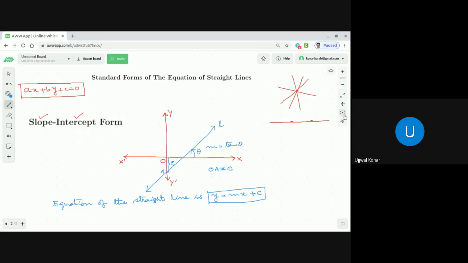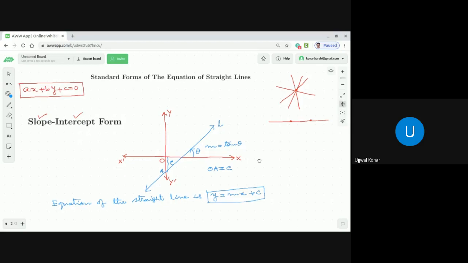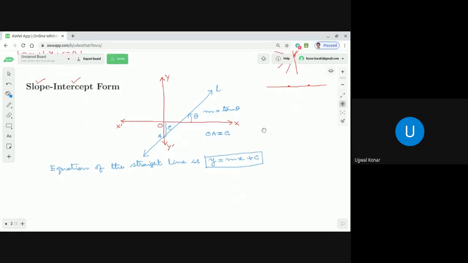Now, dear students, depending on the values of m and c, you can visualize what kind of straight line it is, what the form of that straight line is, and how the straight line is oriented with respect to this coordinate axis. I want to show you this.